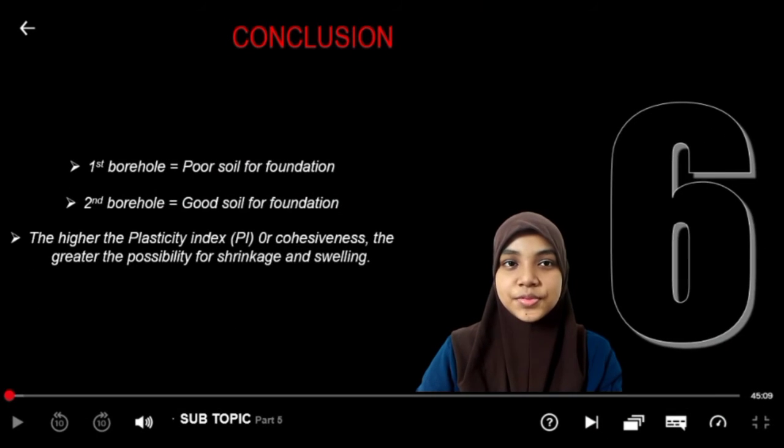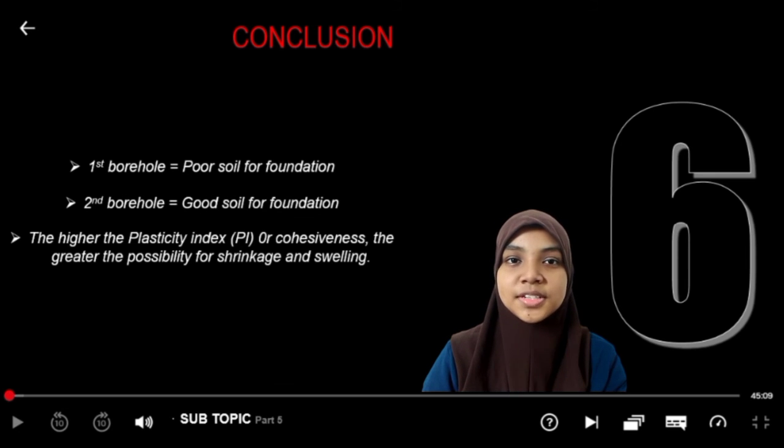In conclusion, we are able to discuss the subsoil profile and the vertical stress distribution due to the circular load. For the first borehole, it is a poor foundation as it has a major amount of silt and clay types of soil. Meanwhile, the second borehole is the best for foundation as it has a major amount of gravel and sand. The higher the plasticity index or consistency of the soil, the greater the possibility for shrinkage and swelling.